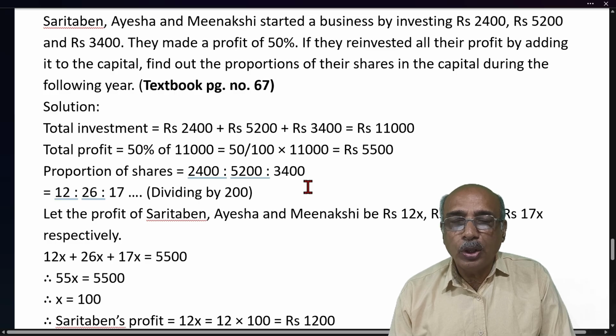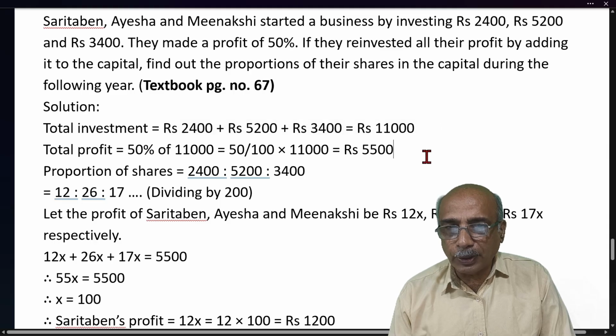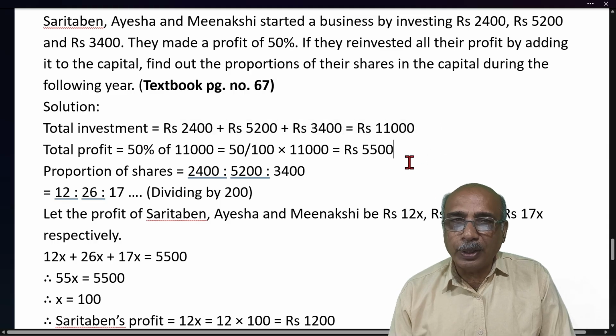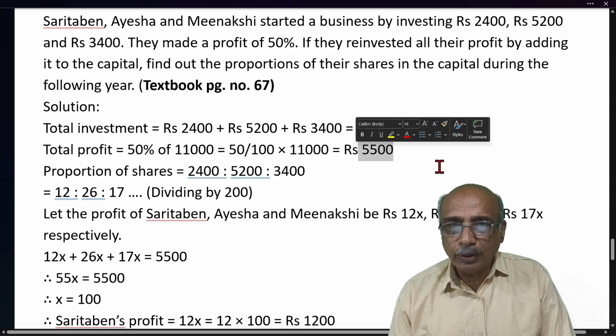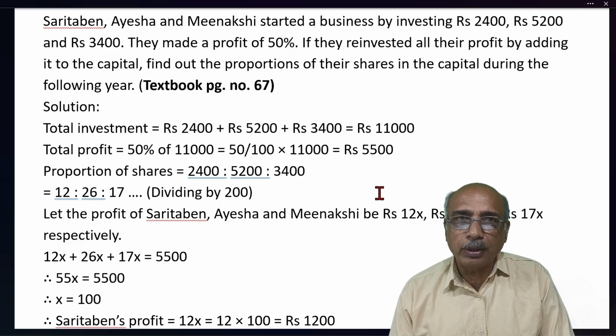Solution for this: total investment made by them is 2,400 plus 5,200 plus 3,400 equals 11,000. Therefore, total profit is 50%, so 50% of 11,000 equals 5,500. Proportion of shares is 2,400 is to 5,200 is to 3,400. Dividing each term by 200, we get the ratio 12 is to 26 is to 17.